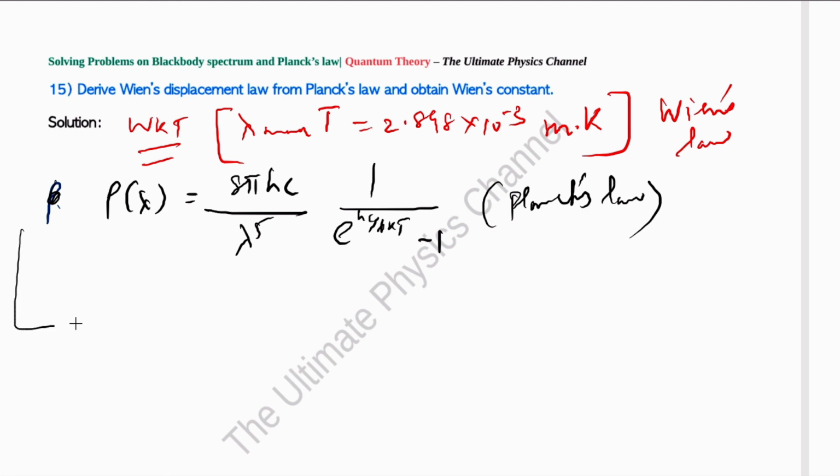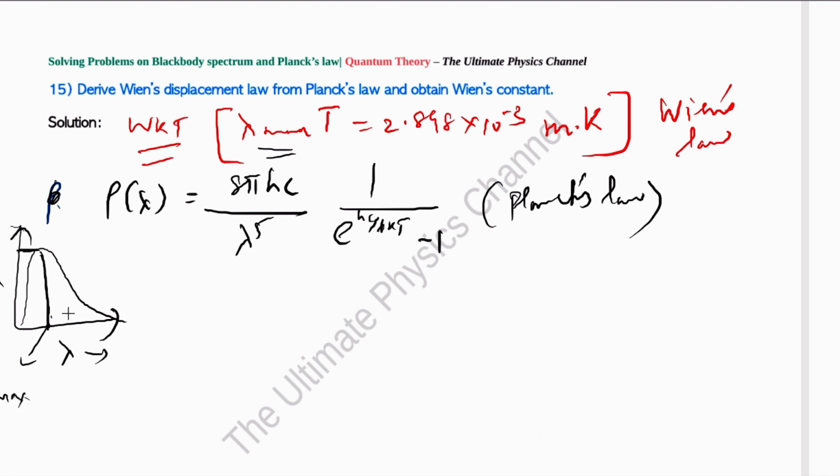Now we know that from the Blackbody spectrum, the energy density when plotted as a function of wavelength on the x-axis and energy density on the y-axis, we get lambda max, that is a maximum energy density at a particular wavelength, and that wavelength is called the lambda max here in Wien's displacement law. Right, this particular value is lambda max.